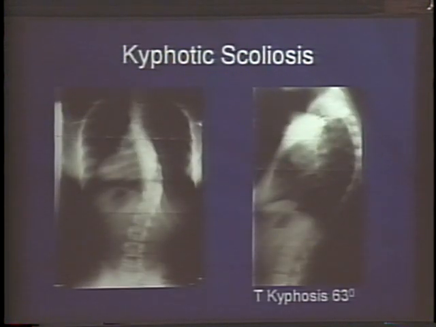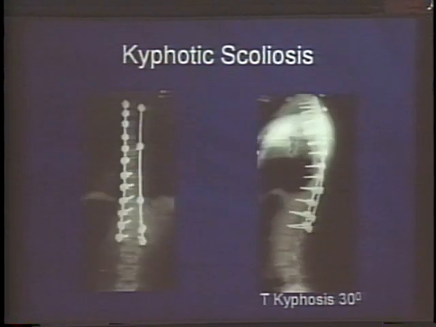This is an idiopathic scoliosis, which occasionally is kyphotic, as we see here. And the kyphosis is over 60 degrees, with normal thoracic kyphosis being up to 40. And this was done posteriorly also using the Ponte osteotomies with correction of the kyphosis down to 30 degrees and complete correction of the scoliosis.